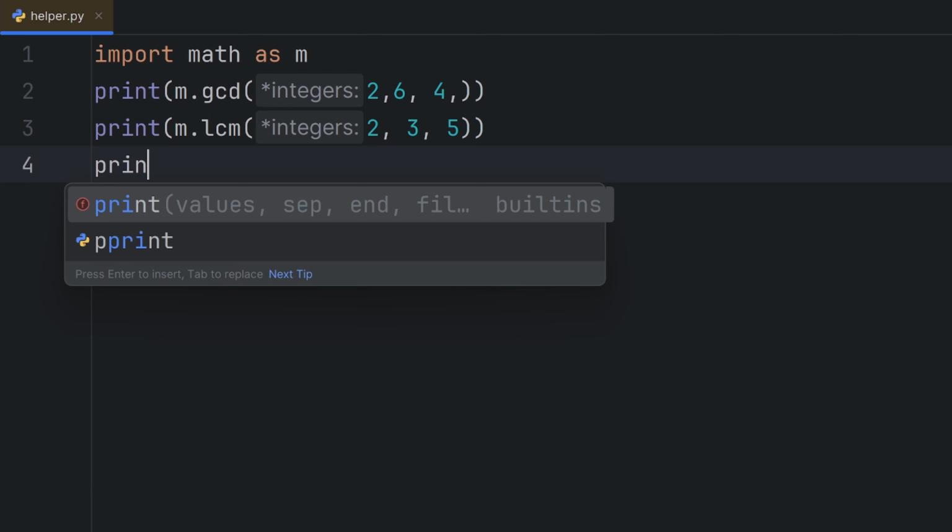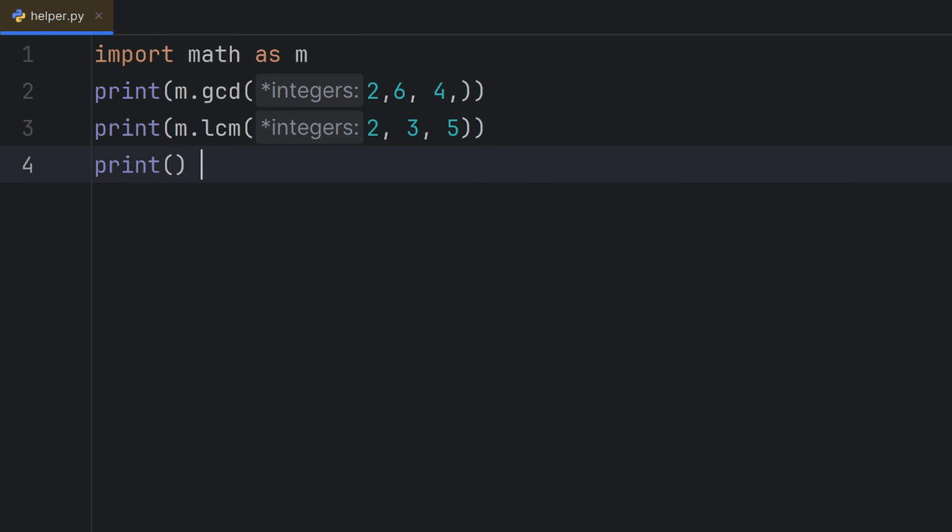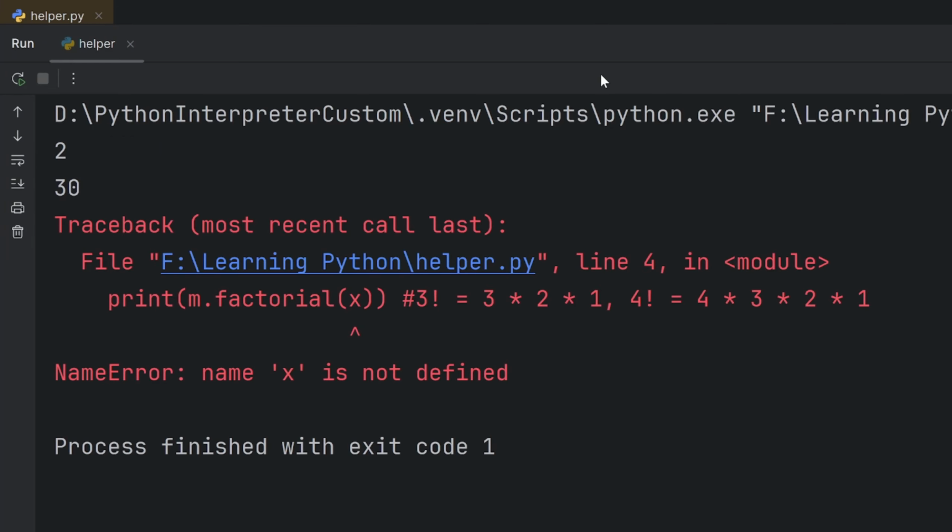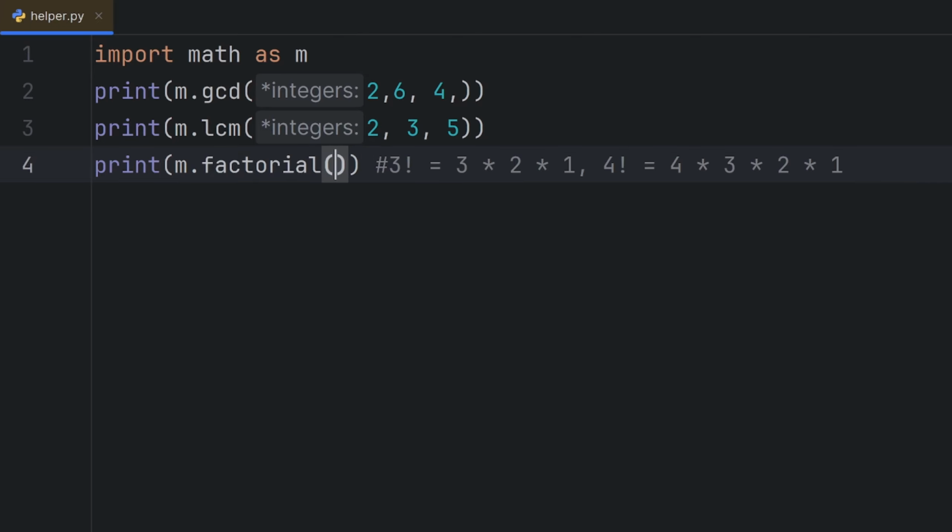And another useful function is factorial. Factorial is calculated like this. For example, if I have 3 factorial, which is represented in math as 3 exclamation mark, is calculated like 3 times 2 times 1. If I have 4 factorial, is calculated like 4 times 3 times 2 times 1. I think you see the pattern here. So I could here write m dot factorial of x. And now when I run this, oh, I made a mistake. Here should be factorial of 3.